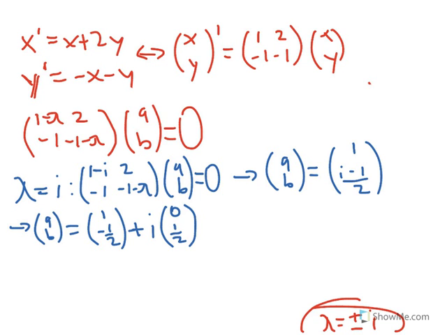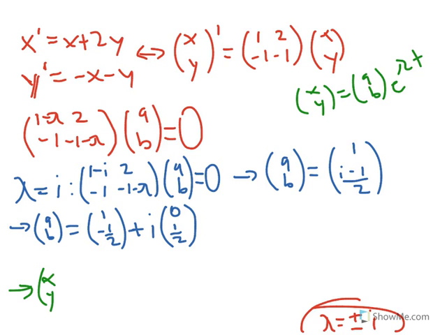Now remember what this AB value was being multiplied with. This AB value in our original guess for our solution, we defined xy as being AB e to the lambda t. Now that we have our AB and we have our e to the lambda t, we said that lambda was equal to i. Now we can make that into a cosine and sine function, right? I'll write that down here.